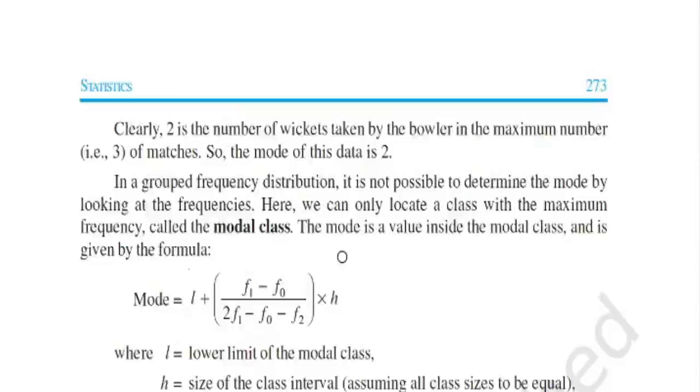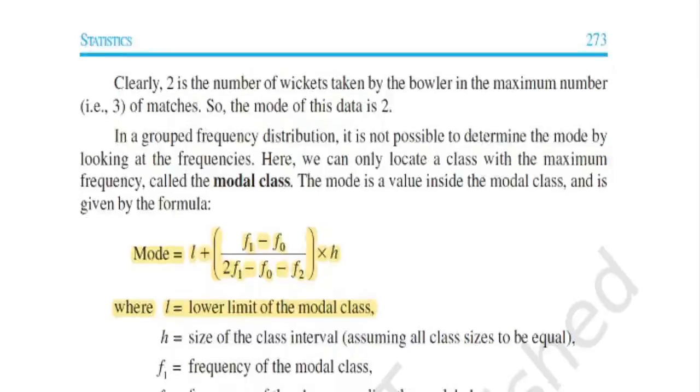But in the case of a grouped distribution or grouped frequency table, we cannot find the mode like this by checking the frequency. In grouped data we can use this formula for finding the mode. The formula is: mode equals L plus (F1 minus F0) divided by (2F1 minus F0 minus F2), into H. So here different terms are there.